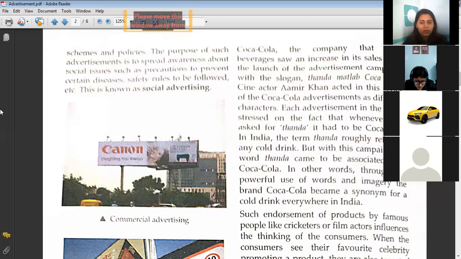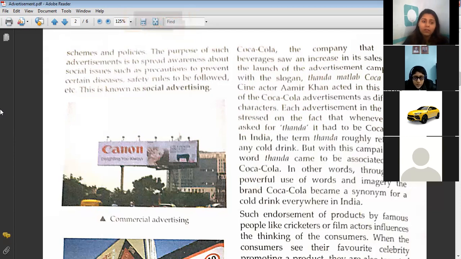So, there's a company called Coca-Cola. We all know that. Then it had a jingle. Ma'am, the whole Thanda paragraph, Thanda matlab Coca-Cola is what it is talking about. So when the company started this campaign, it became very popular. Now, whenever in India everybody talks about "kuch thanda piyenge kya," people refer to Coca-Cola only. Whenever somebody has to drink something cold, they'll prefer Coca-Cola, right? And it was endorsed by cine actor, meaning cinema actor, Aamir Khan.